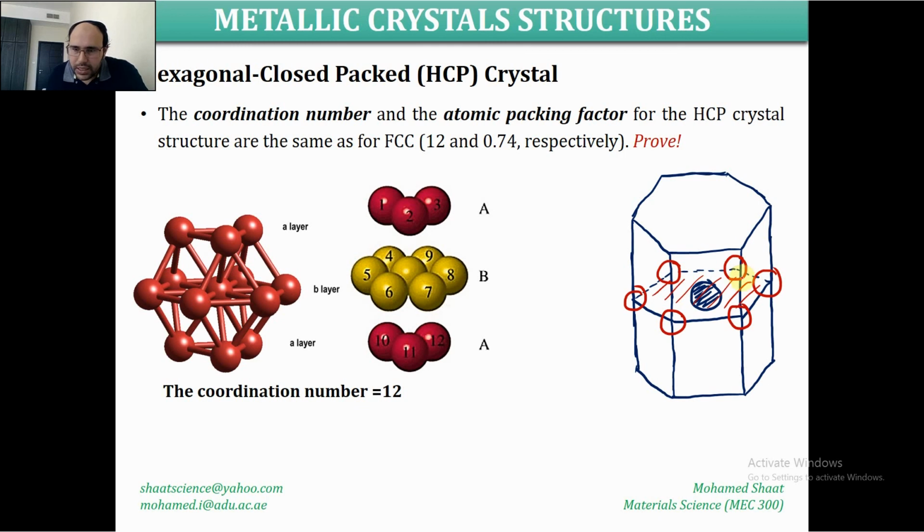This gives in total 6 atoms. So this is 1 layer. Like this is atom, 2nd, 3rd, 4th, 5th, and 6th. So these are 6 atoms surrounding this atom that I choose. This is the atom in the middle that I'm choosing here, counting its neighbors.